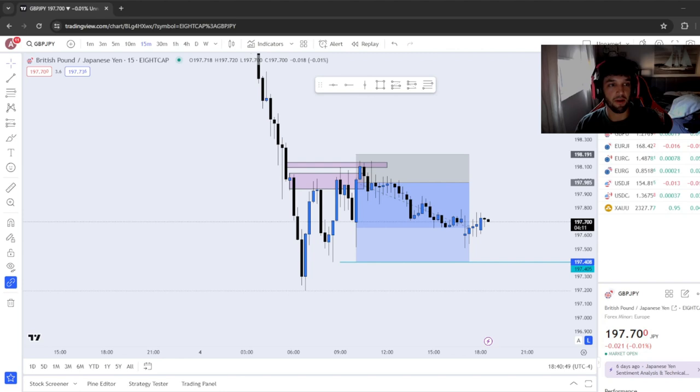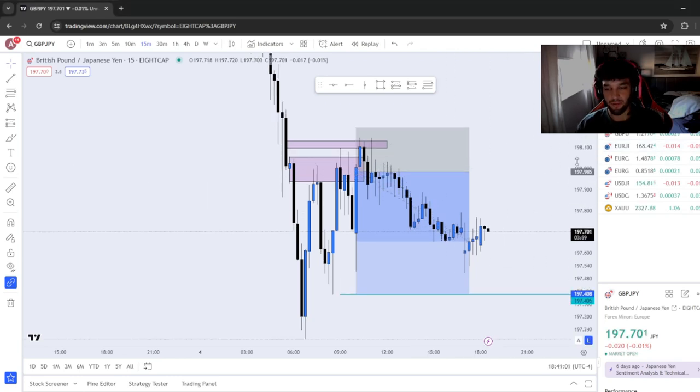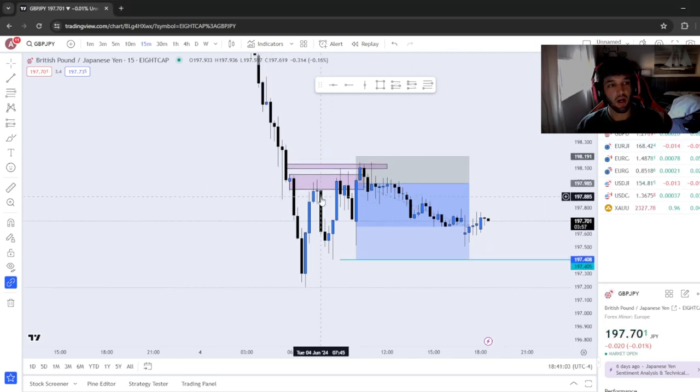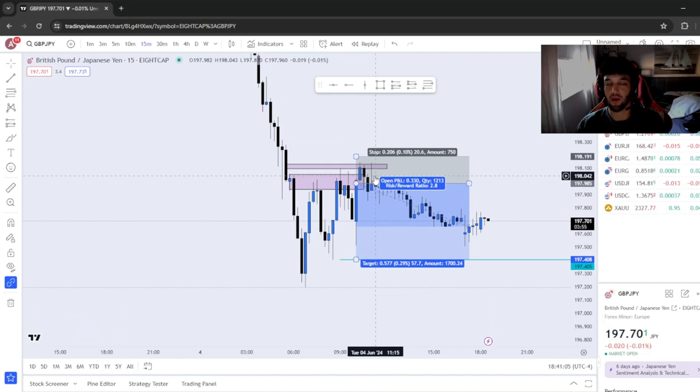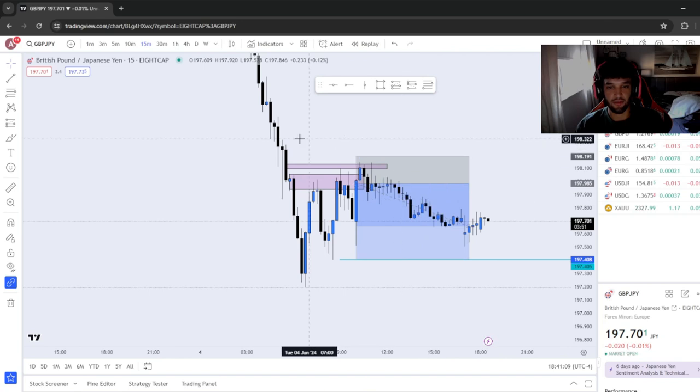So I do trade the same pairs always. I usually just trade GJ, Euro USD, and USD CAD. If I don't see anything in those, which is really rare, I'll look at the other pairs I have on my watch list. So today, as you can see, we went short on GJ. I'm gonna tell you guys what I saw, what I did, my entries, and all the good stuff.